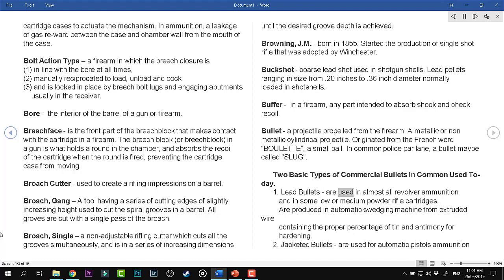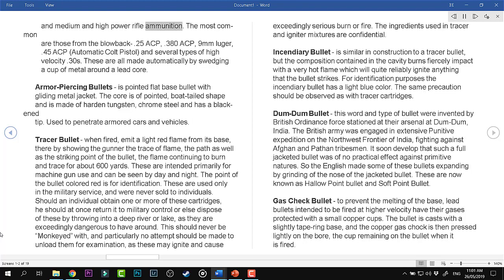1. Lead bullets are used in almost all revolver ammunition, and in some low or medium powder rifle cartridges. They are produced in automatic swedging machines from extruded wire, containing the proper percentage of tin and antimony for hardening. 2. Jacketed bullets are used for automatic pistol ammunition, and medium and high power rifle ammunition. The most common are those from the blowback .25 ACP, .380 ACP, 9mm Luger, .45 ACP, Automatic Colt Pistol, and several types of high velocity .30s. These are all made automatically by swedging a cup of metal around a lead core.